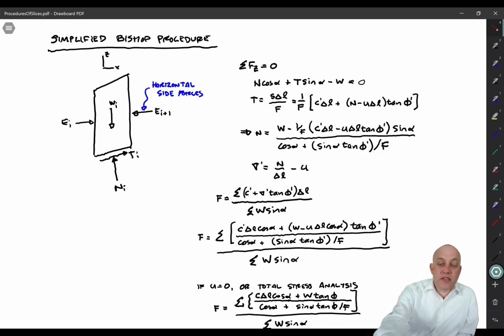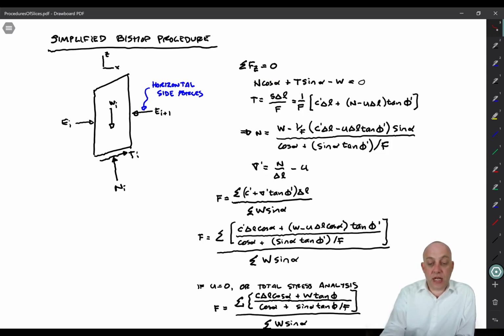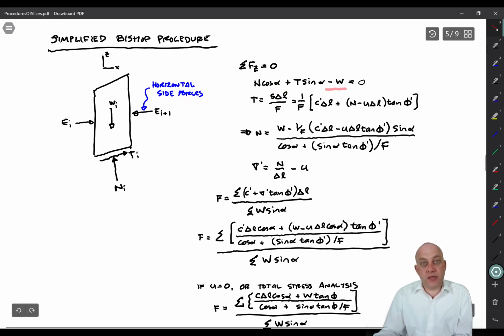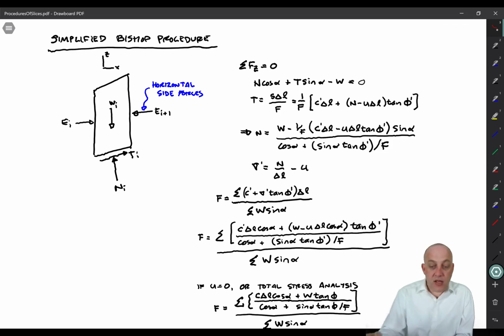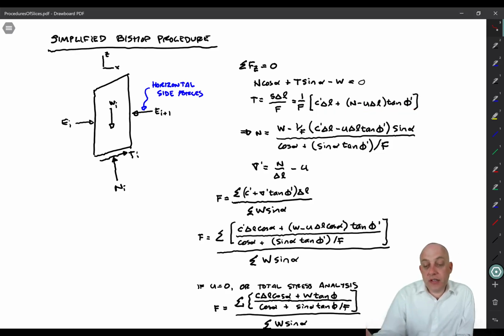And what we'll do now is sum up forces in the z direction. And so you get N cosine alpha plus T sine alpha minus W is equal to 0. And so we can then substitute in our expression for T. It's the shear strength times delta L divided by F. And so we plug in our Mohr-Coulomb expression here for S and multiply through by delta L.